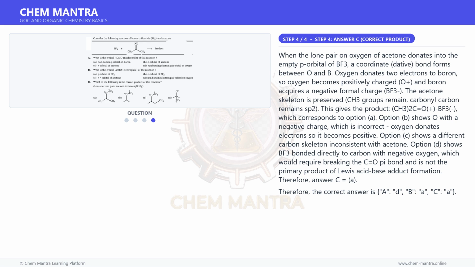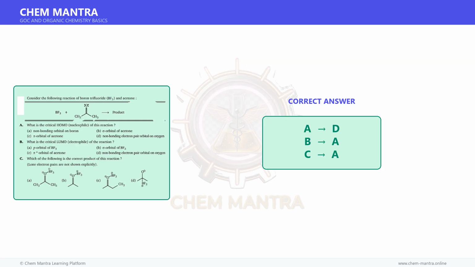Therefore, the correct answer is A, D, B, A, C, A. Therefore, the correct matching is A matches D, B matches A, C matches A.